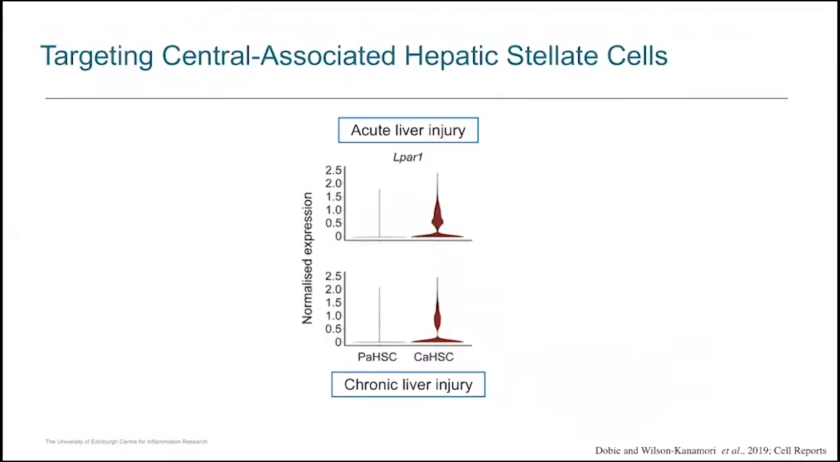Having identified central associated stellates as the predominant pathogenic collagen-producing cell during murine liver fibrosis, we next wanted to look at ways of specifically targeting these cells. We identified that following acute and chronic liver injury, LPAR1 expression was restricted to the central associated stellate population. The LPAR1 gene encodes lysophosphatidic acid receptor 1, which is a G protein coupled receptor that binds the lipid signaling molecule lysophosphatidic acid, LPA. Previous studies have shown that LPAR1 expression is restricted to non-parenchymal cells and elevated in activated stellates, with minimal expression reported in other lineages, including hepatocytes.